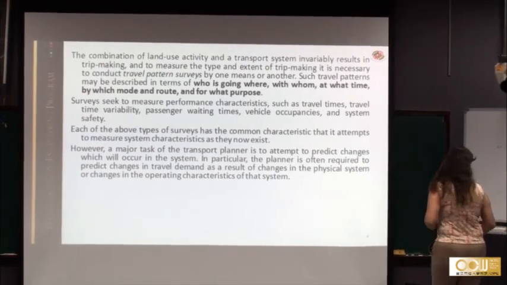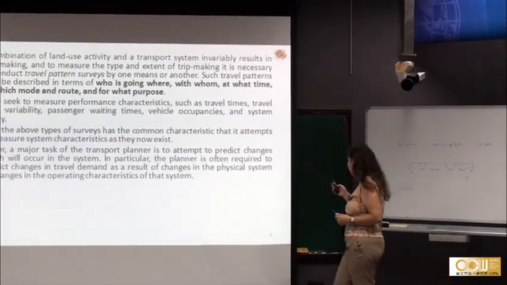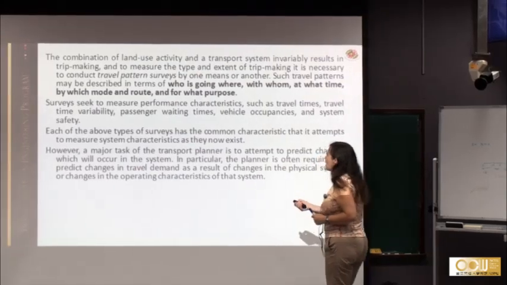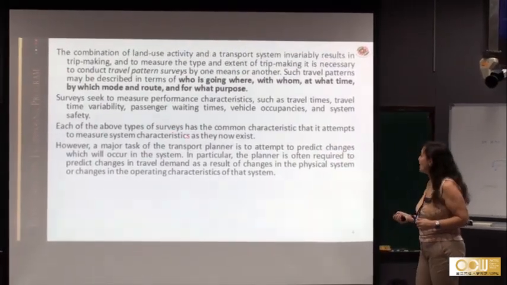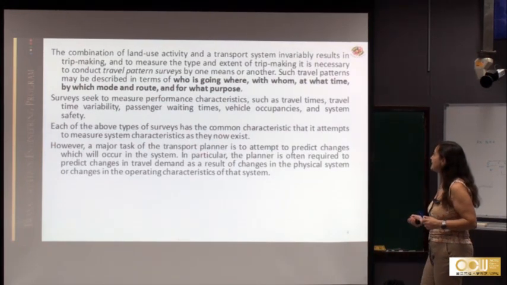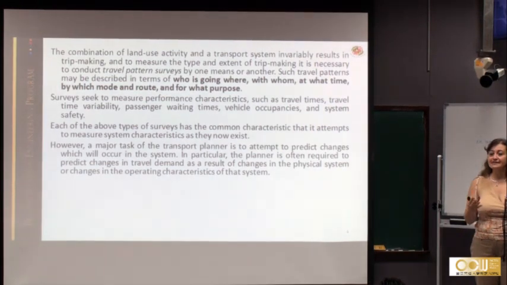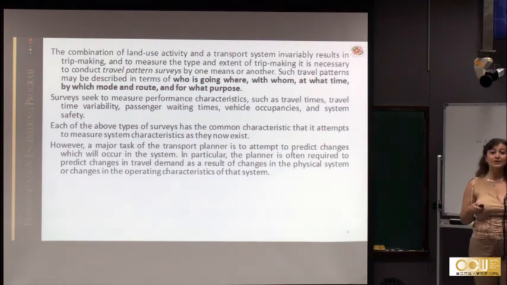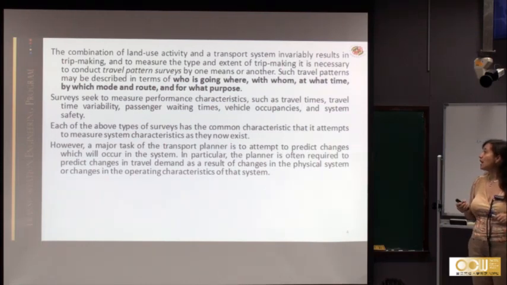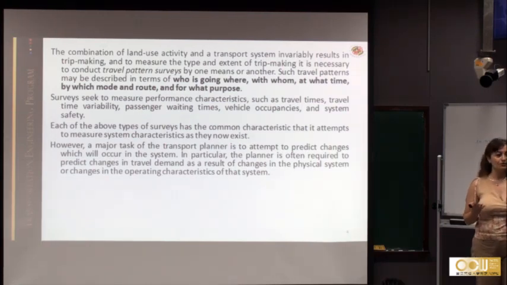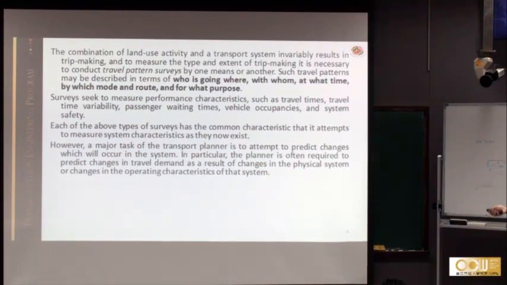The other thing here is that so many of these surveys try to measure the system characteristics as they are now. So they reflect the real behavior of the system and the real behavior of the user of this system. This is different from what we will see tomorrow, which are surveys that attempt to measure a system that does not exist yet. They want to study something that does not exist yet, which is called stated preference data. So now here I'm just talking about revealed preference data.